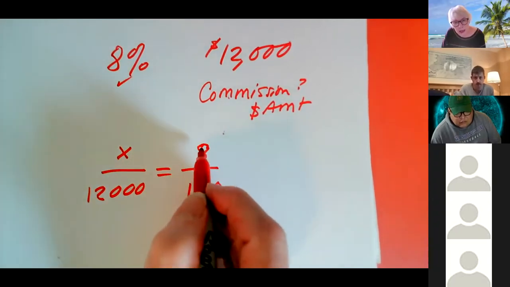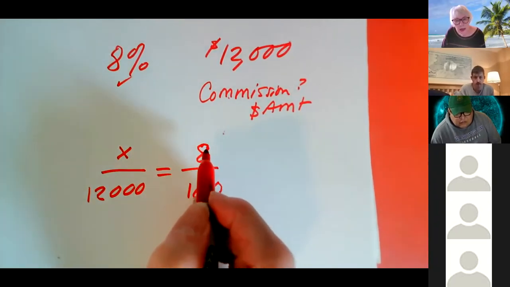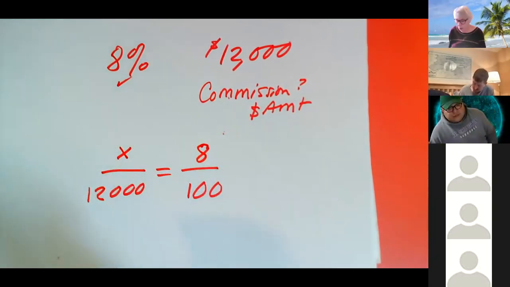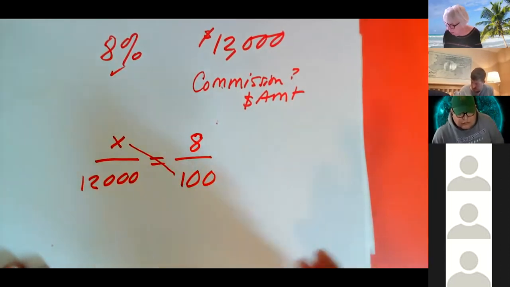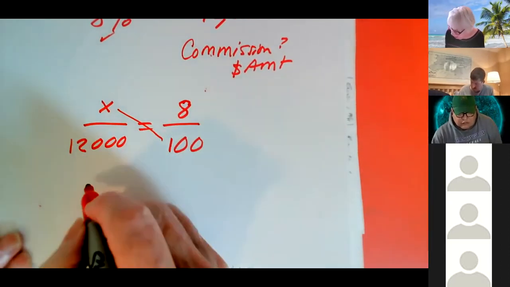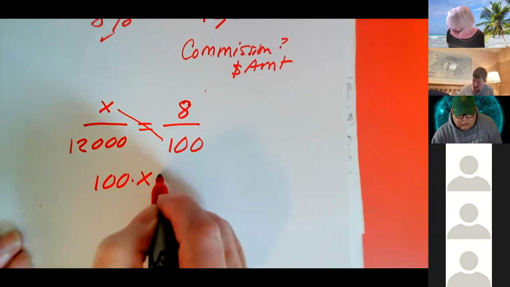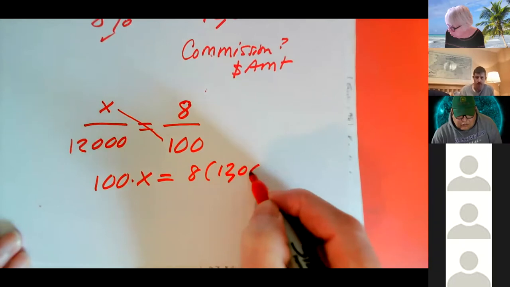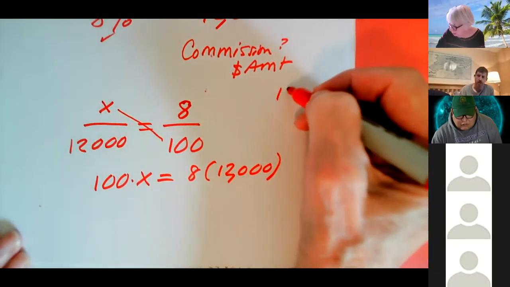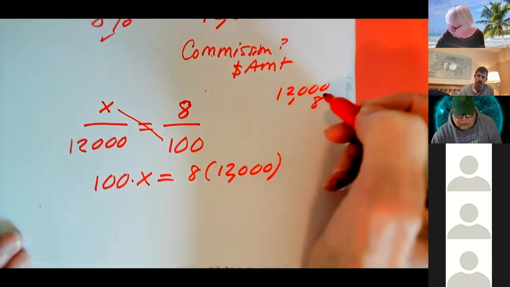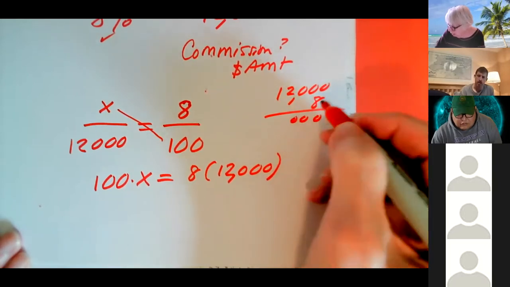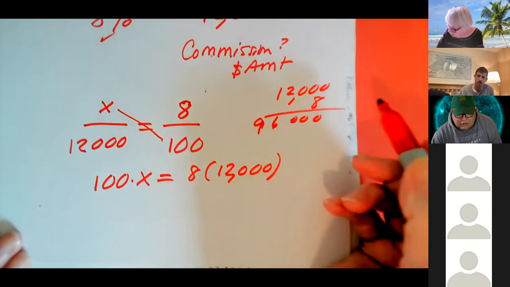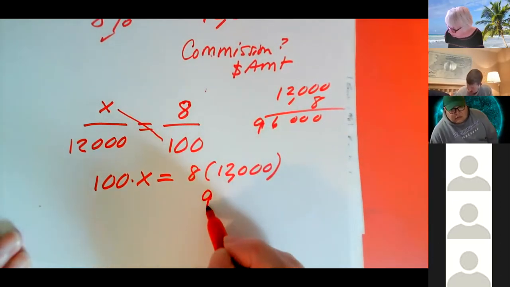So this is the rate, the percentage rate of commission. This will be the amount of the commission. And so cross multiply. So I'm going to go 100 times X. I put the 100 first. This is 8 times 12,000. 1, 2, 3. This is 96,000.